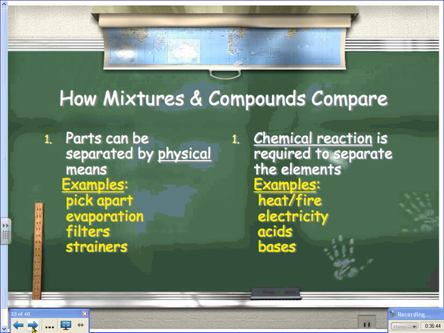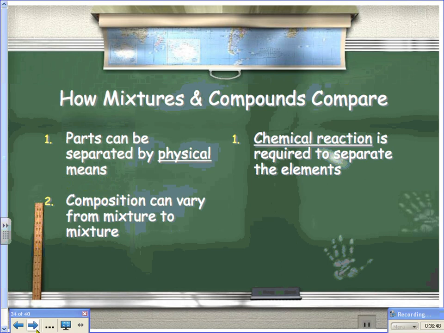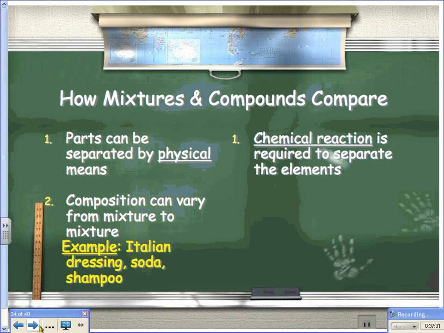Mixtures, a lot easier, much simpler to separate them out. Again, mixtures, remember, have a composition or a recipe that can vary from mixture to mixture and still be called the same thing, whereas compounds, you cannot. Compounds have a definite composition.